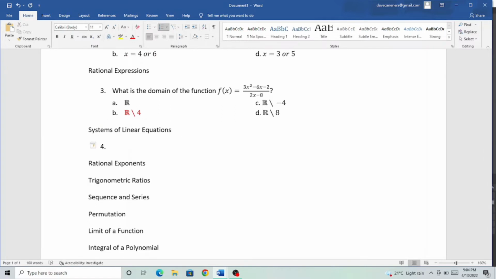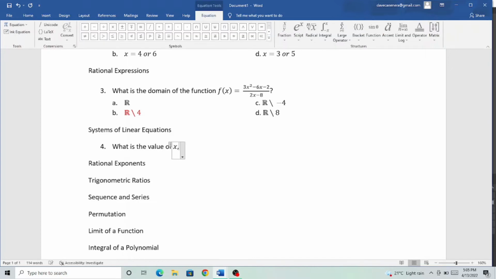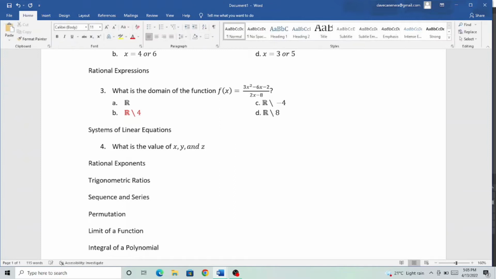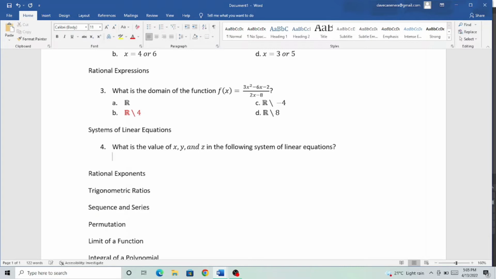Let's move forward. Let's say, what is the value of x, y, and z in the following system of linear equations? Let's say we have here our equations.